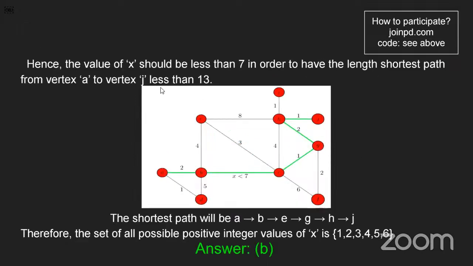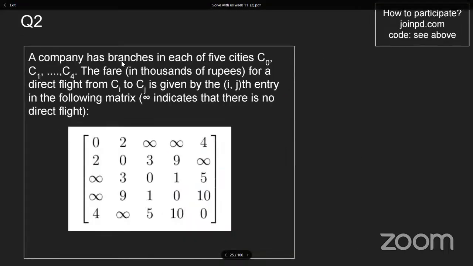So here a company has branches in each of the 5 cities, C0 to C4. Okay, 5 cities we have. The fare in thousands of rupees for a direct flight from Ci to Cj is given by the i-jth entry in this matrix. These values are in thousands, in rupees it is given.